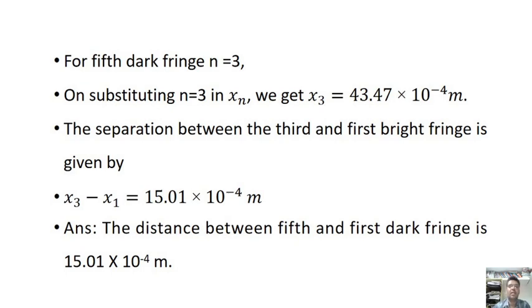For the third fringe, n is equal to 3. On substituting n equal to 3 in xn, we get x3 is equal to 43.47 × 10^-2.